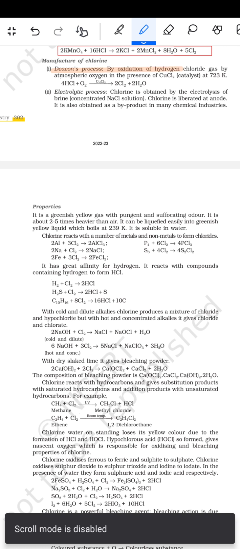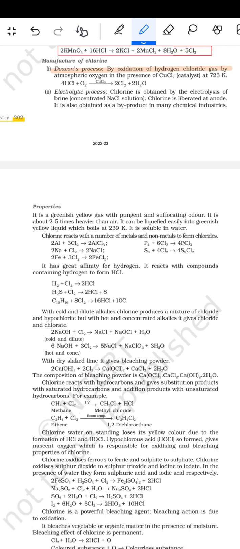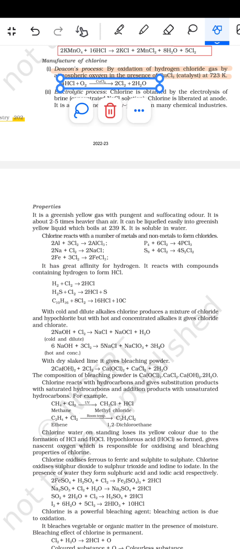Now the manufacture of chlorine. Deacon's process: chlorine is obtained by the oxidation of hydrogen chloride gas by atmospheric oxygen in the presence of CuCl2 catalyst at 723 Kelvin. HCl plus O2 with the catalyst gives Cl2 plus H2O बना देगा.